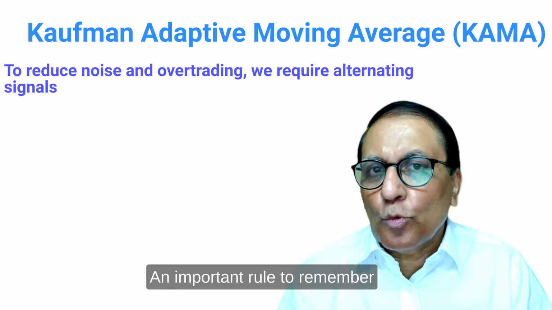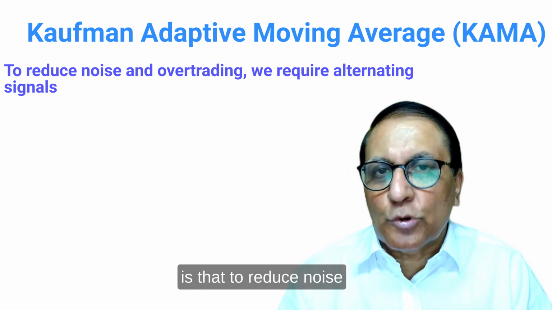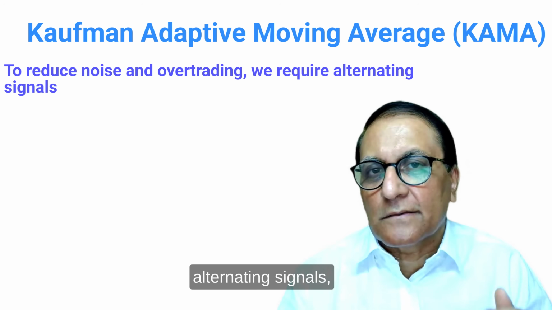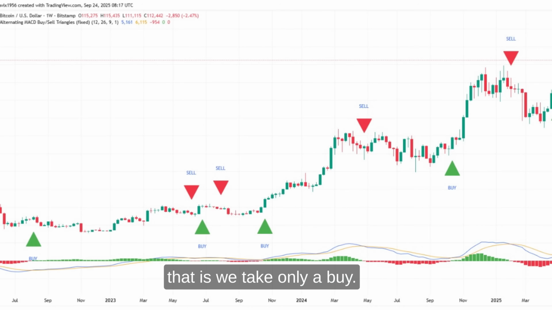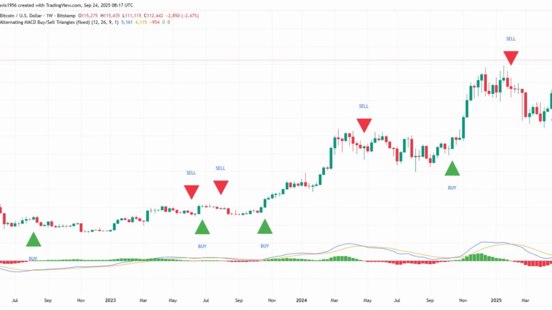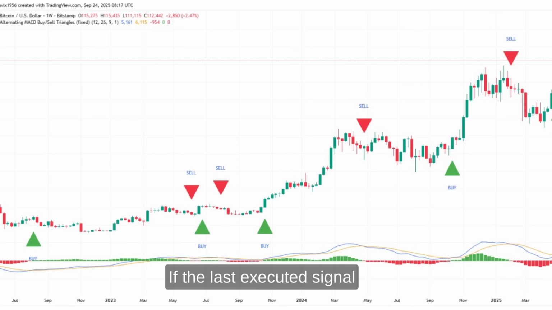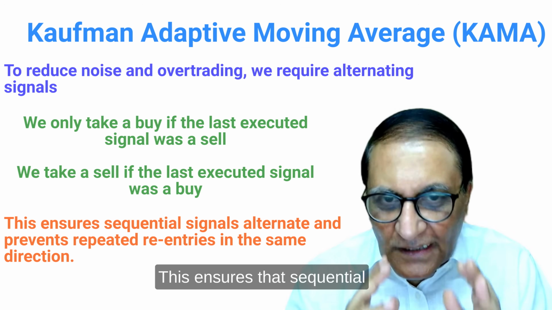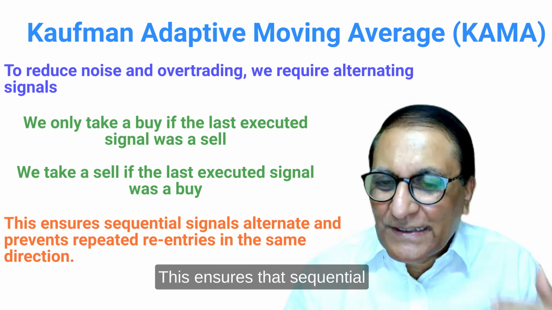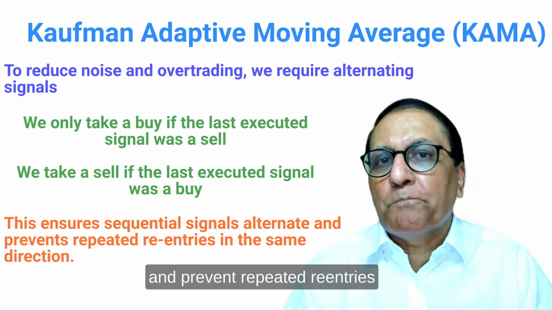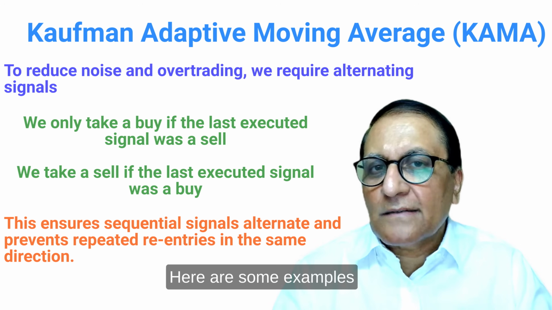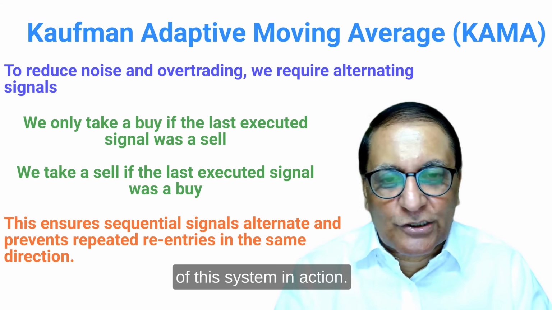An important rule to remember is that to reduce noise and overtrading, we require alternating signals. That is, we take only a buy if the last executed signal was a sell, and we take only a sell if the last executed signal was a buy. This ensures that sequential signals alternate and prevent repeated re-entries in the same direction. Here are some examples of this system in action.